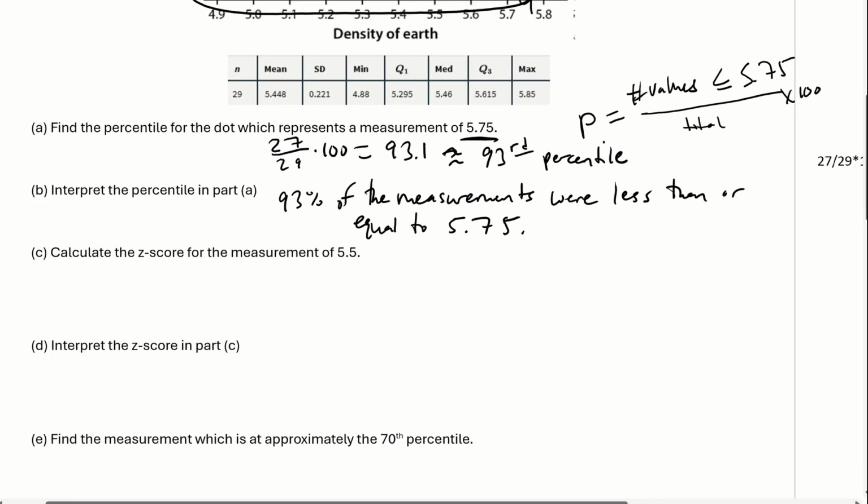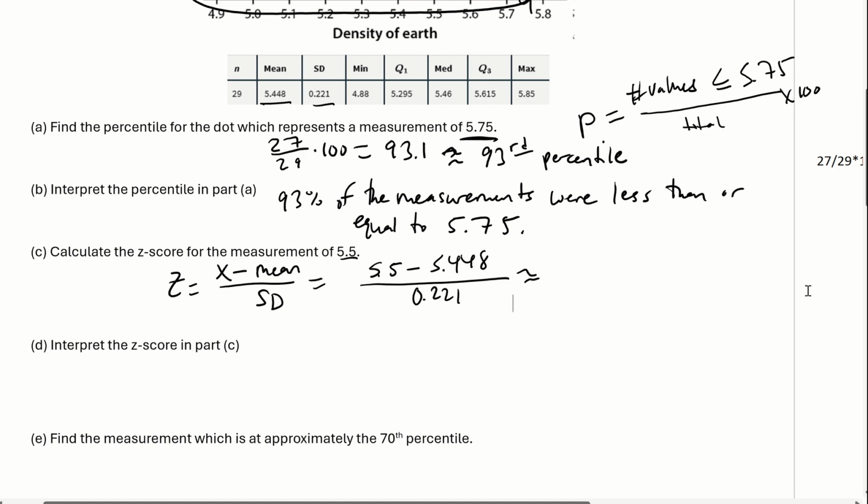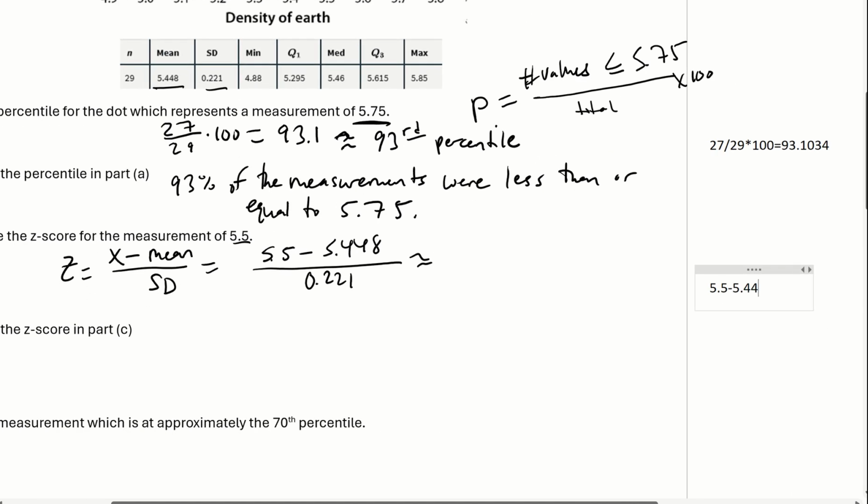Now calculate the z-score for the measurement of 5.5. All right, so to calculate the z-score, we take the x value minus the mean, in this case the mean is 5.448, divided by the standard deviation. So the 5.5 is my x value, right? So we got 5.5 minus the mean, 5.448, divided by the standard deviation, 0.221. Okay, so we calculate that and we round it to 2 decimal places. See what we get.